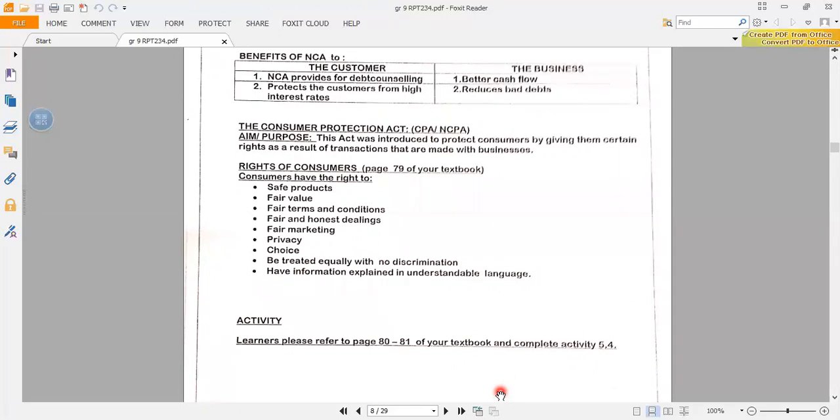All right, so the activity for this section is activity 5.4, which you are going to complete in your notebook. And that activity will be seen in your textbook. When we get back to class, learners, I'll be going through the answers, so please have them ready for me. Thank you.